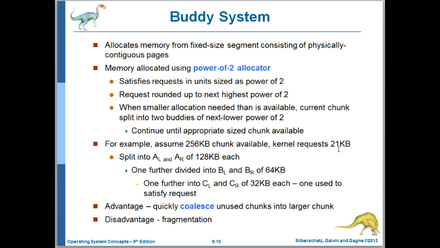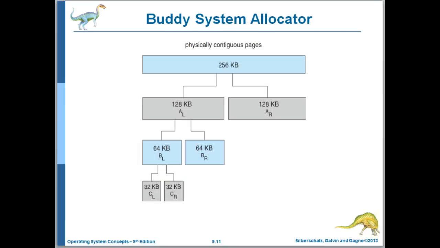Using the buddy system in this way allows us to recombine or coalesce adjacent free chunks into a larger chunk. Of course, the disadvantage here is fragmentation. So here's a diagram illustrating the buddy system.